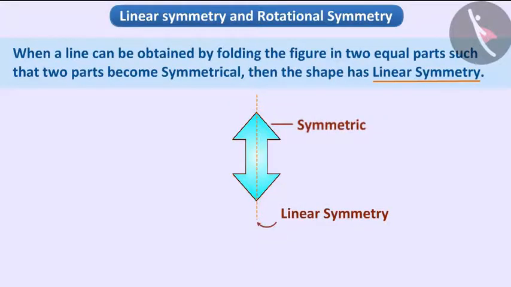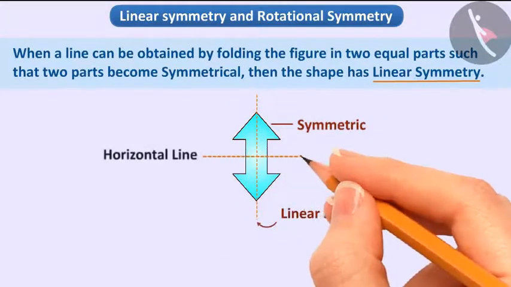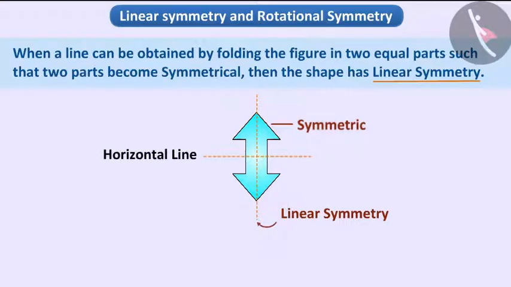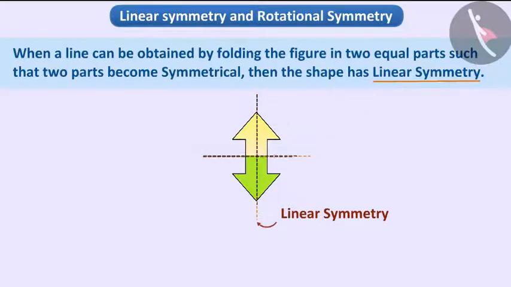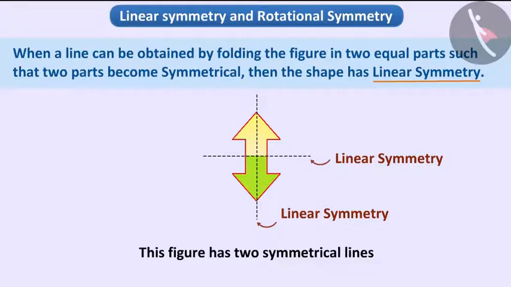Similarly, we can also draw a horizontal line in this shape which divides it into two equal parts which are mirror reflections of each other. We can say that it is also a symmetric line. Apart from these two lines, there is no other line that shows linear symmetry in the figure. Therefore, we can say that this figure has two symmetrical lines.